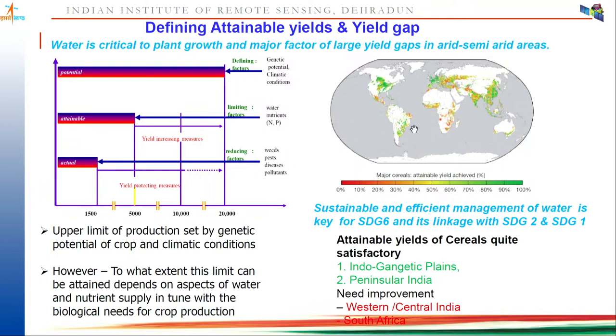Here you can see the attainable yield of cereals is quite satisfactory, mainly in the Indo-Gangetic plain. But in Western and Central India we still need to improve to bridge the yield gap. We still have to make more effort, with agro-technology development, to overcome the limitations of water, nutrients, temperature, and so on.